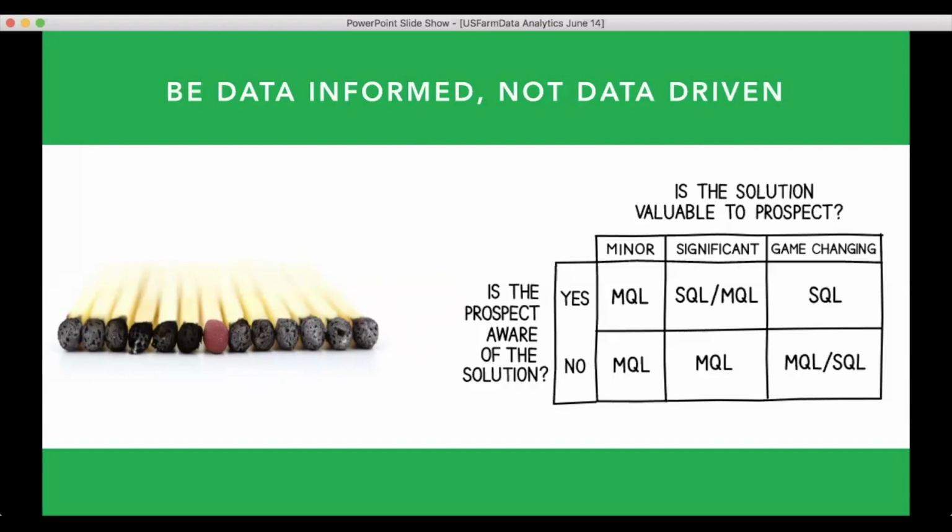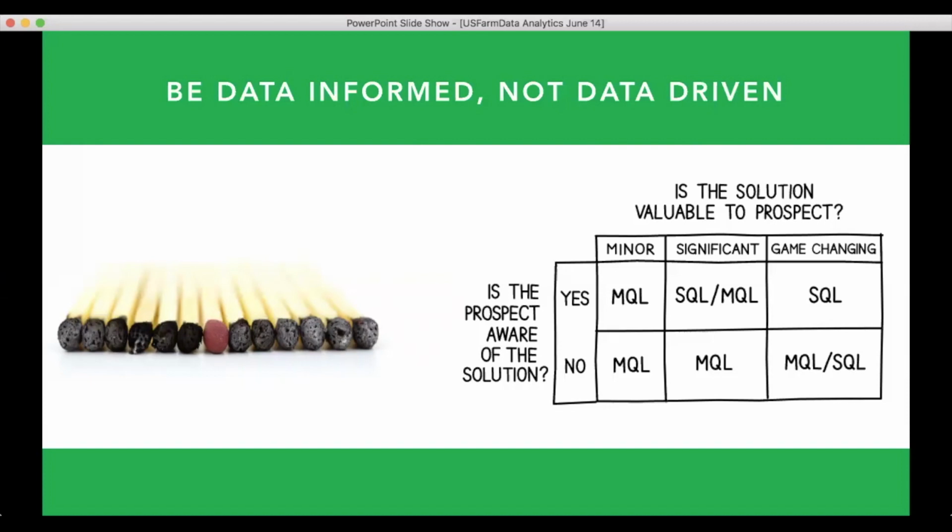Just because we can register this information doesn't mean that we necessarily need to act on it or set up systems that act on it. We need to apply a little bit of our human knowledge to this process. So that's be data informed, be data driven.